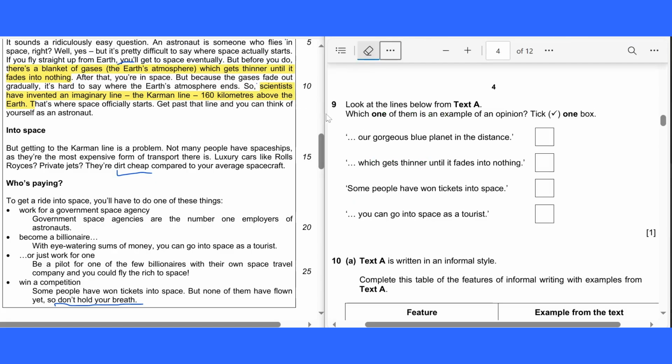Here we go, number 9. Look at the lines below from text A. Which one of them is an example of an opinion? Take one box only. Our gorgeous blue planet in the distance, which gets thinner until it fades into nothing. Some people have won tickets into space. You can go into space as tourists. Alright, let's give 10 seconds for this.